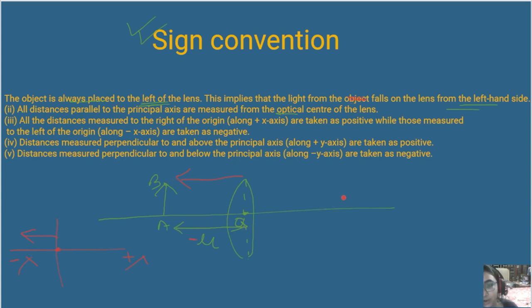Now the image can be on either side, so it can be positive or negative. If the image is here, it is plus v. If the image were here, it would have been negative v. Also, heights are measured perpendicular to and above the principal axis are taken as positive. So if the image were formed like this, it would have been minus h, and this one is plus h. That is, it's similar to that of mirrors.